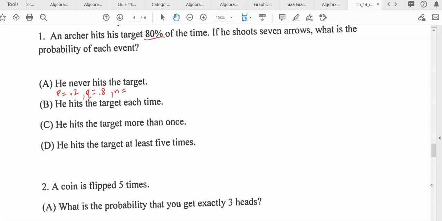N is, shoots 7 arrows, so N is 7. And R is how many he wants. He wants to never hit the target, so he wants 0 successes.